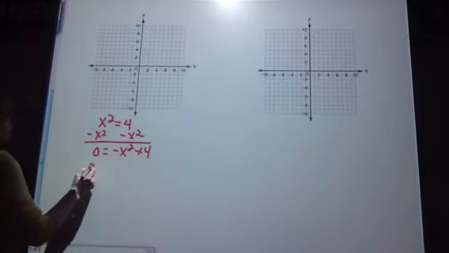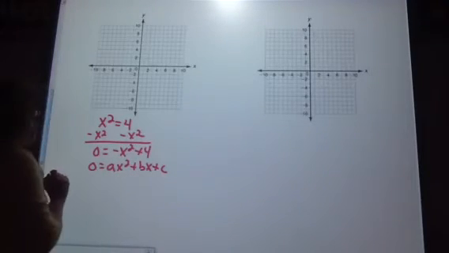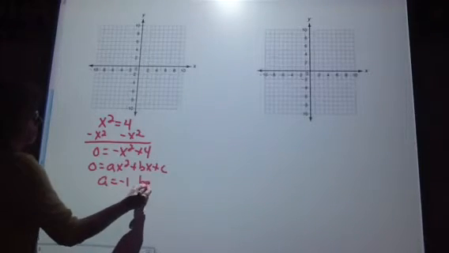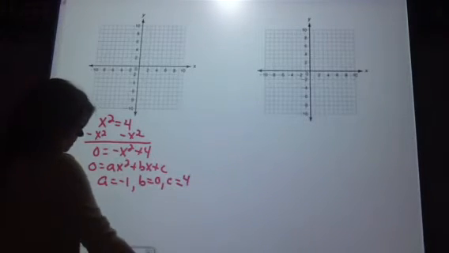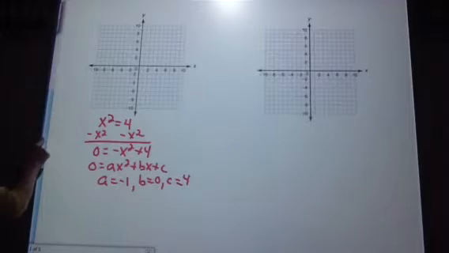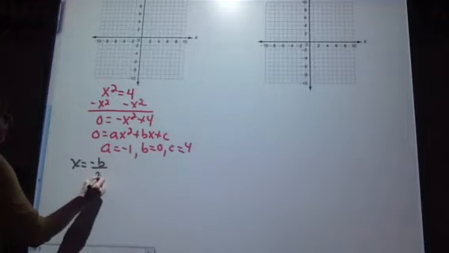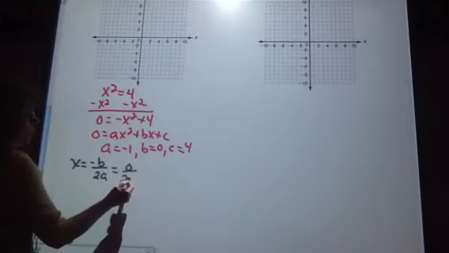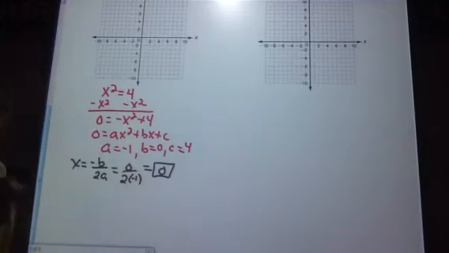Okay, so 0 equals ax squared plus bx plus c. So a equals -1, b equals 0, and c equals 4. Okay, so we need to find our x-coordinate. Remember, x is -b over 2a. So this is the opposite of b. Well, b is 0, over 2 times a. This is going to give us 0. So that's our axis of symmetry, and that's our x-coordinate.